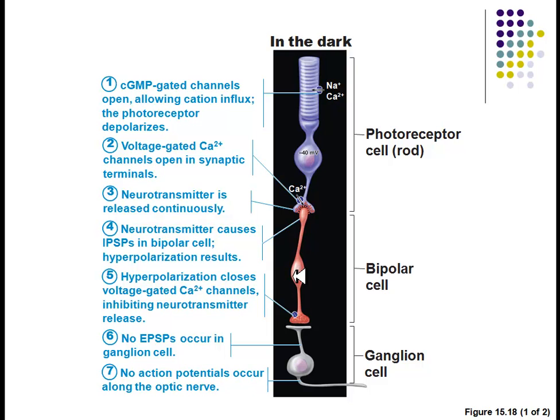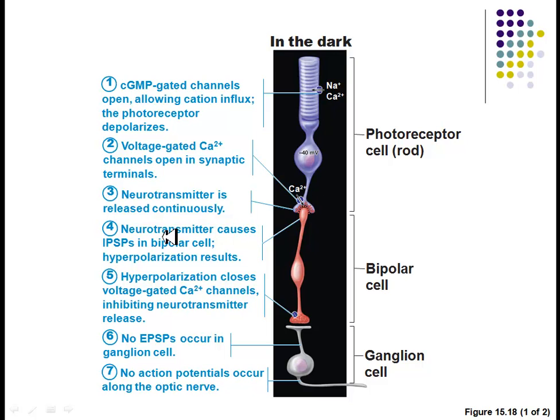So in the dark, here's basically what's happening. You've got your cyclic GMP gated channels, as we've just seen, that are allowing the cations to flow in and out, like they're supposed to. Basically what that's doing is you're not in a hyperpolarization state, you're depolarizing, and the voltage-gated calcium channels are open, and neurotransmitter gets released continuously here.